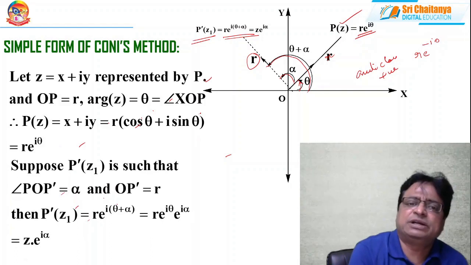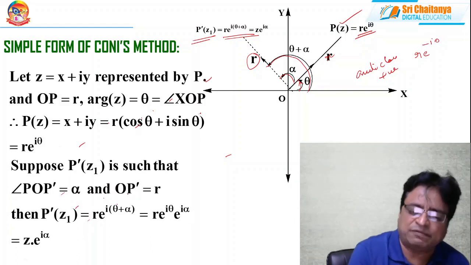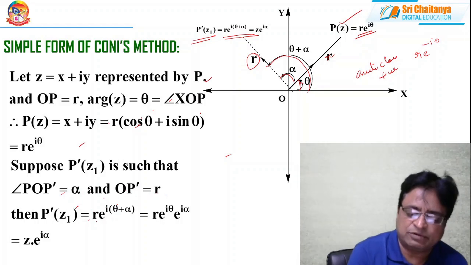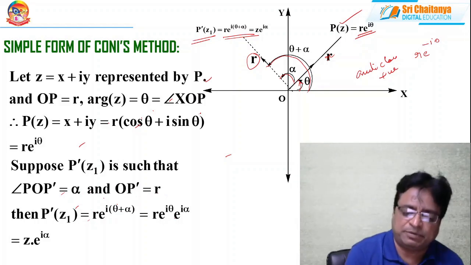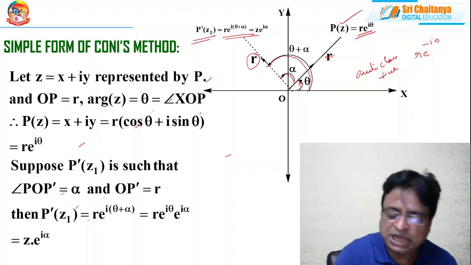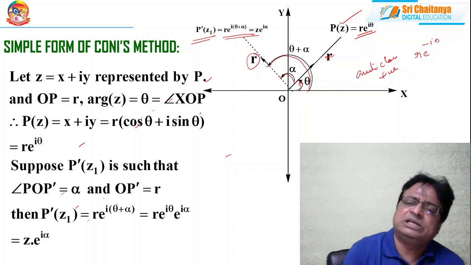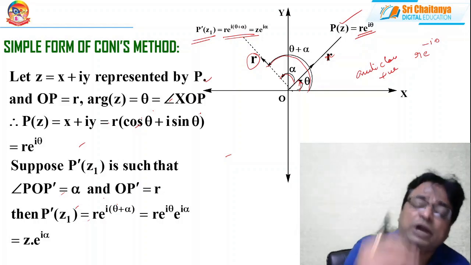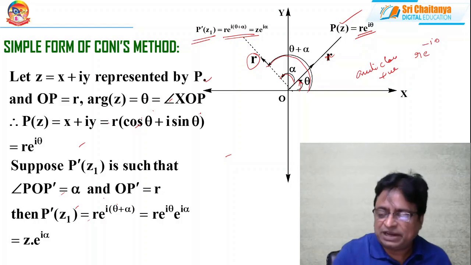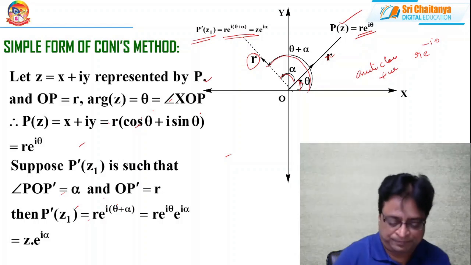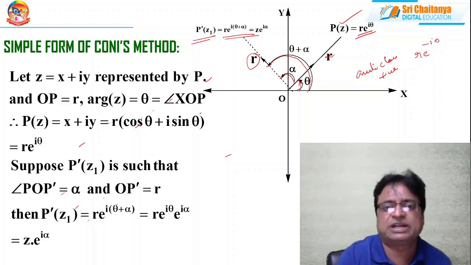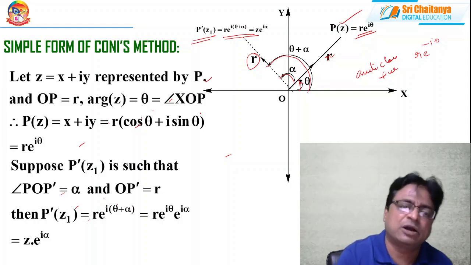Suppose P dash of z1 is such that angle POP dash is equal to alpha and OP dash is equal to r. Therefore, P dash of z1 is equal to r e power i(theta plus alpha), which is r e power i theta into e power i alpha, that is z e power i alpha. With the help of this particular information only, we can solve and do wonders in complex numbers. Please master this. After completion of the next slides, I will conclude this one.